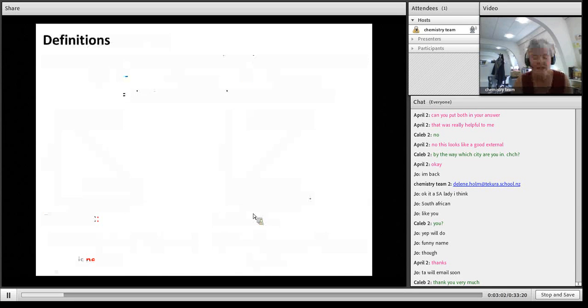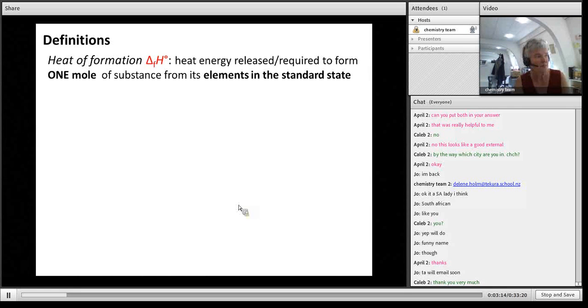Okay, now these definitions are important, as I say, particularly for Hess's law, which we'll do later, but really for any part of the thermochemistry. So the first one is the heat of formation, and it's shown by delta, meaning change. H is the symbol for enthalpy, and F for formation.